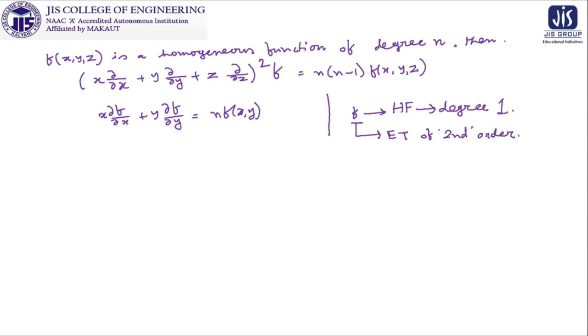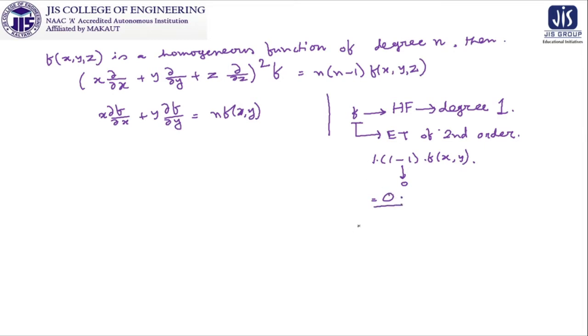As the function satisfies the homogeneous condition and the degree is 1, Euler's second order theorem will give you 1 into (1 minus 1) into f of x, y, if it is a function of 2 variables, and this is 0, so ultimately the result becomes 0.